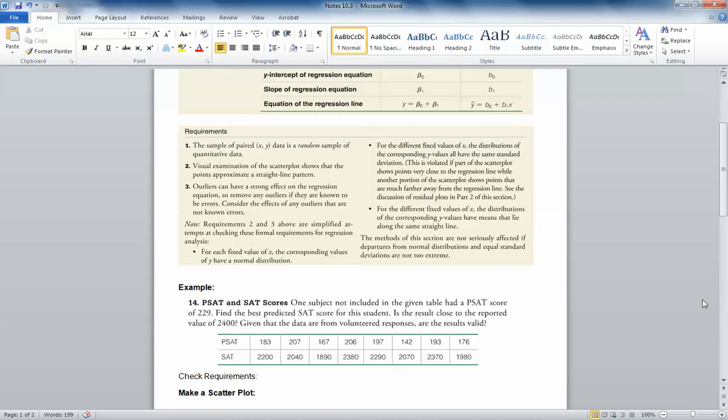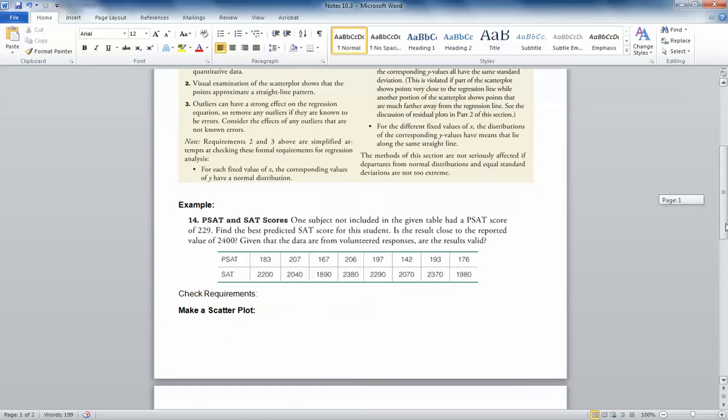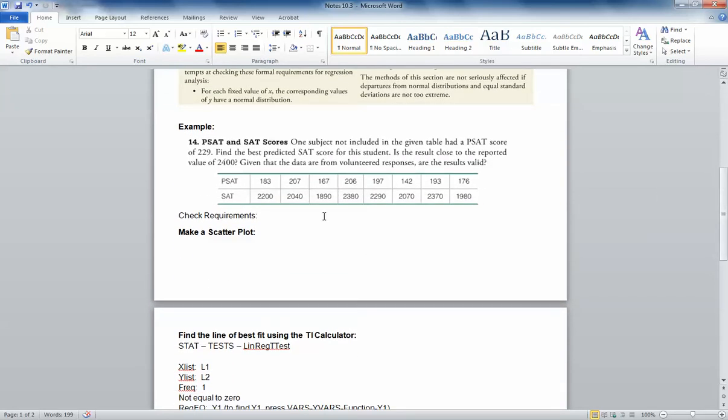So for our first example, this is problem 14 from the textbook. We have a data list of PSAT and SAT scores. It said one subject not included in the given table had a PSAT score of 229. Find the best predicted SAT score for this student. Is the result close to the reported value of 2,400? And then given that the data are from volunteered responses, are the results valid?